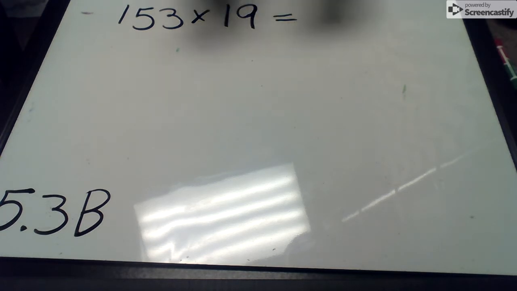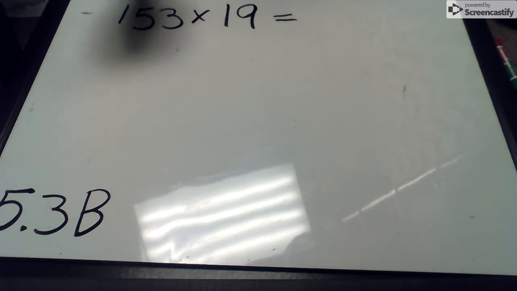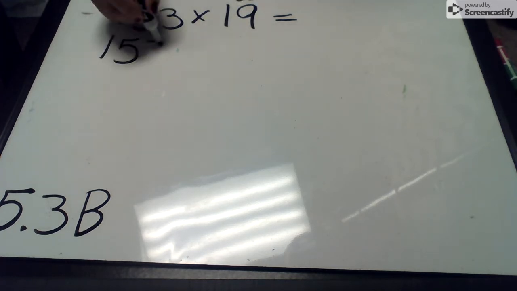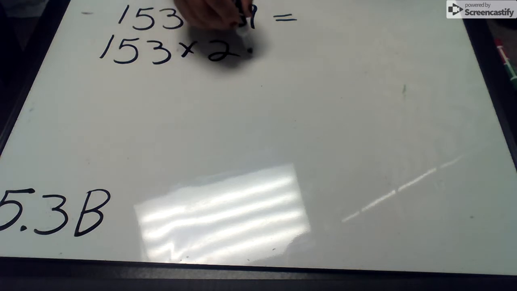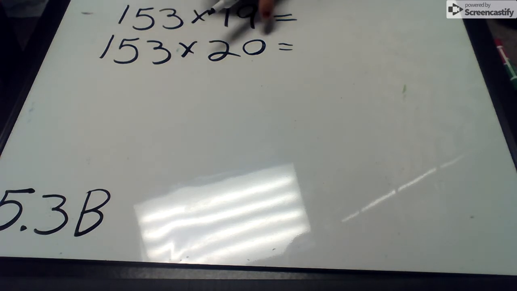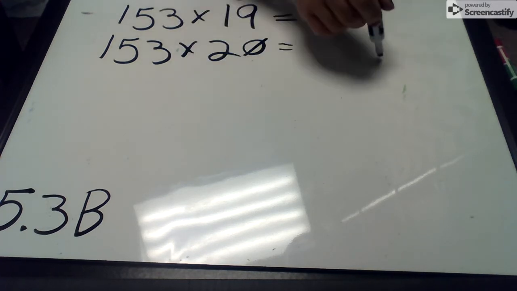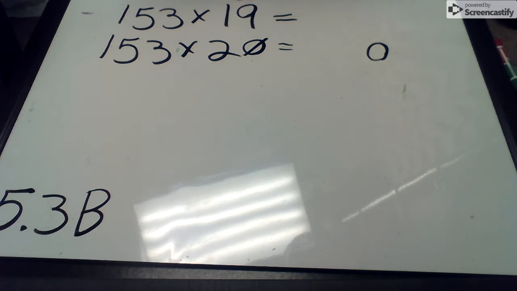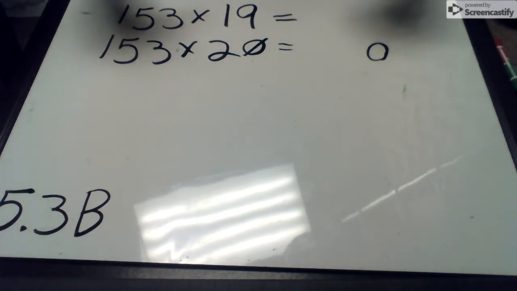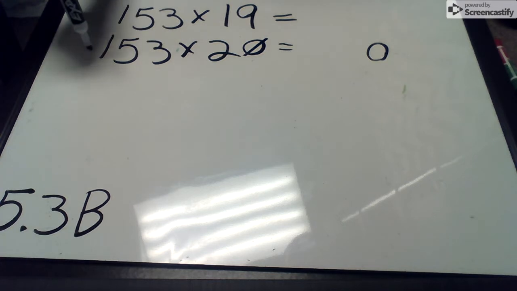Estimation is using compatible numbers, usually making a number end with 0. So I could turn this into 153 times 20, because 20 is not too far off from 19. It would be easy for me to use that because I understand the power of 0. So if I marked off the 0 and put it back over here, because I'm only moving it back and forth to help with my mental math.